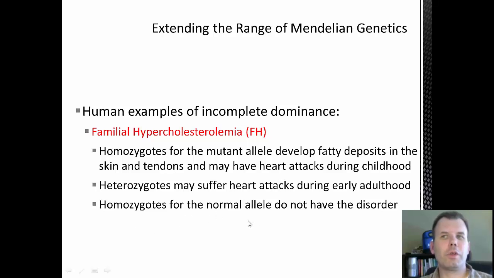Homozygotes have a normal allele, don't have this disorder. Most of us are this. And then heterozygotes might suffer from heart attacks in early adulthood without it. And so typically these people will come into the hospital and they could be skinny as a rail and still have really abnormal cholesterol levels. And you know, the ones that have the double mutant are going to have really, really high cholesterol. And you're like, you know, they eat healthy, they look skinny, everything else, and they have this extremely high cholesterol. And so this is just a human example of showing you where this incomplete dominance is.